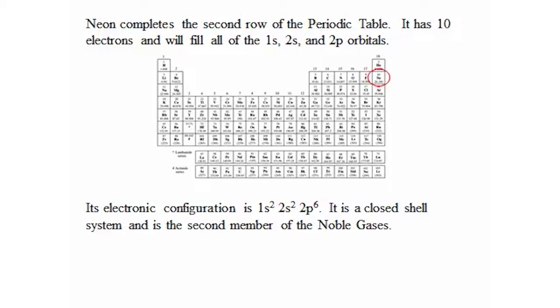Neon completes the second row of the periodic table. It is atomic number 10, so it has 10 protons in the nucleus and 10 electrons around it, and it will fill all of the 1s, 2s, and 2p orbitals. Its electronic configuration, therefore, is 1s to the second, 2s to the second, 2p to the sixth. It is a closed shell system, and it is the second member of the noble gases.